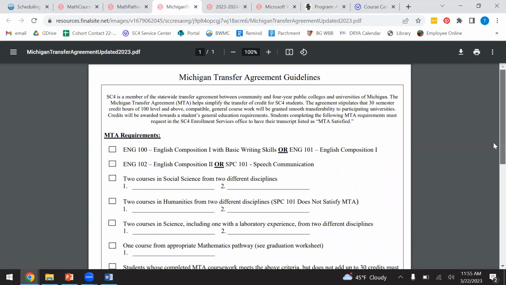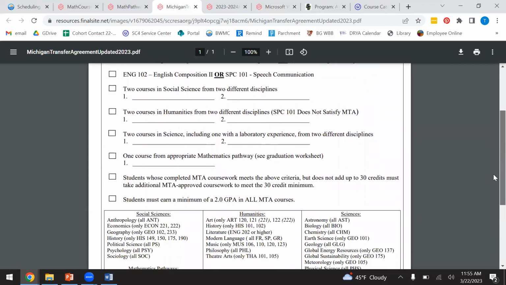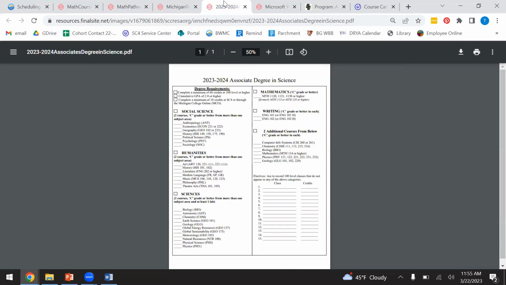All courses pretty much need to be a C or higher in order to transfer to the four-year school. That's why those requirements are set for that. So if you happen to take political science and you get a D, that doesn't mean all is lost. It will still count as an elective, and those 3 credits will count towards your total degree requirement of 60 credits, but it just won't count for your social science requirement.